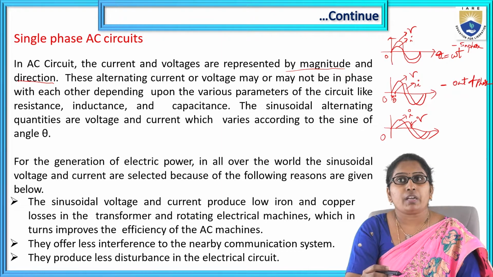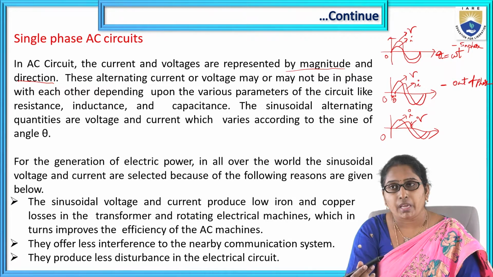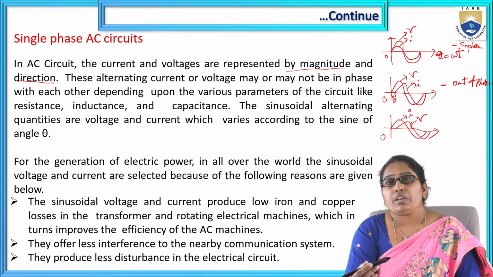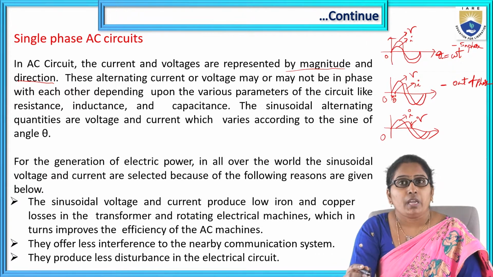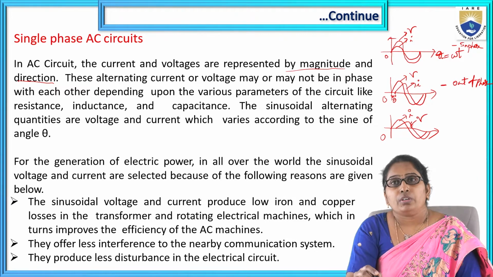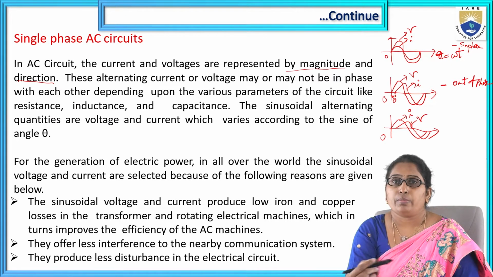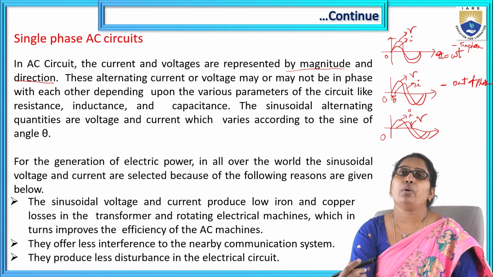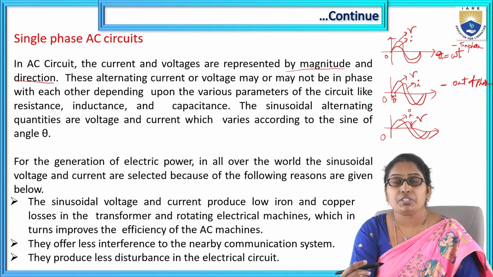The sinusoidal voltage and current produce low iron and copper losses in the various power system equipment, such as transformers and the various machines and generators in the power system. So they reduce the losses in all this equipment, which means it improves the efficiency of the AC machine. Second point, they offer less interference to the nearby communication system.